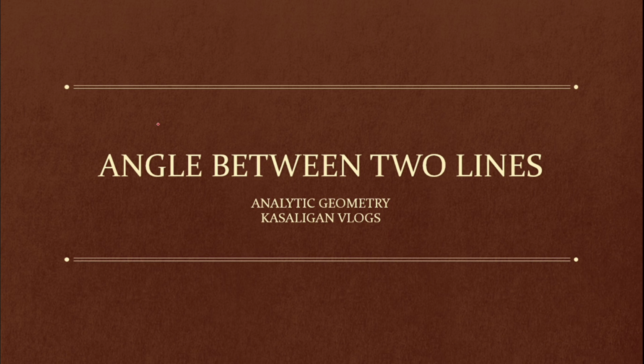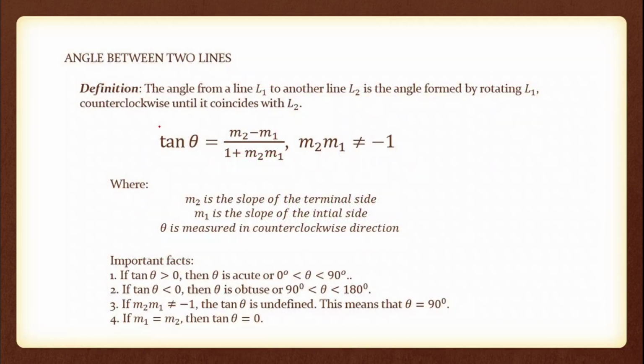And the topic that we're going to discuss today is all about angle between two lines, analytic geometry. So, angle between two lines. Definition: the angle from a line 1 to another line 2 is the angle formed by rotating line 1 counterclockwise until it coincides with line 2.